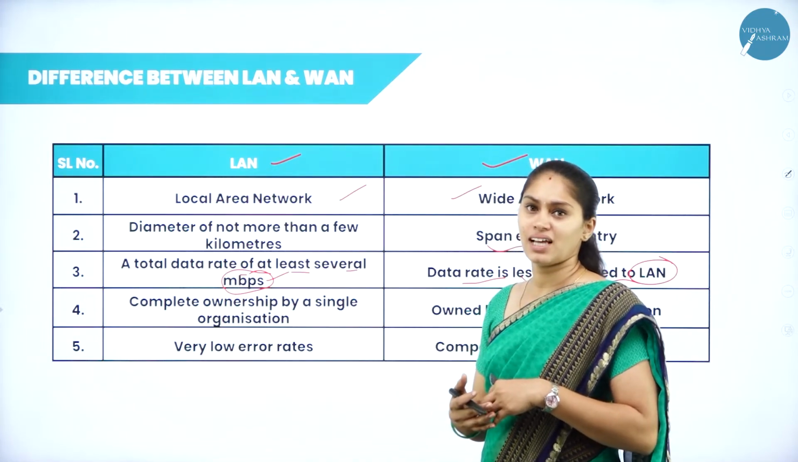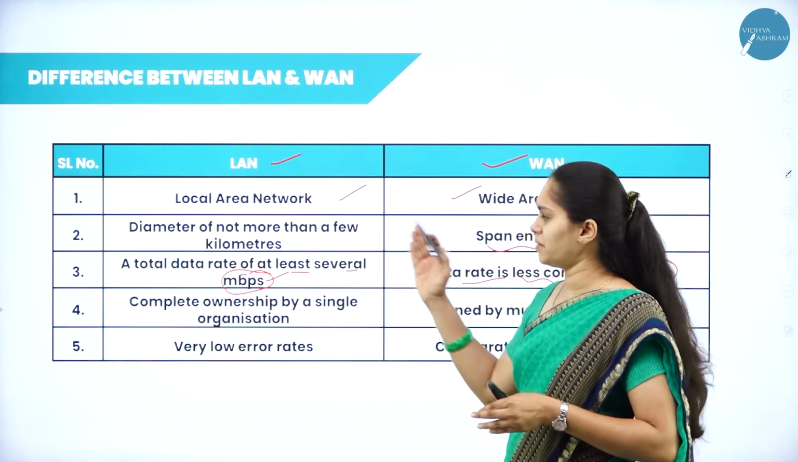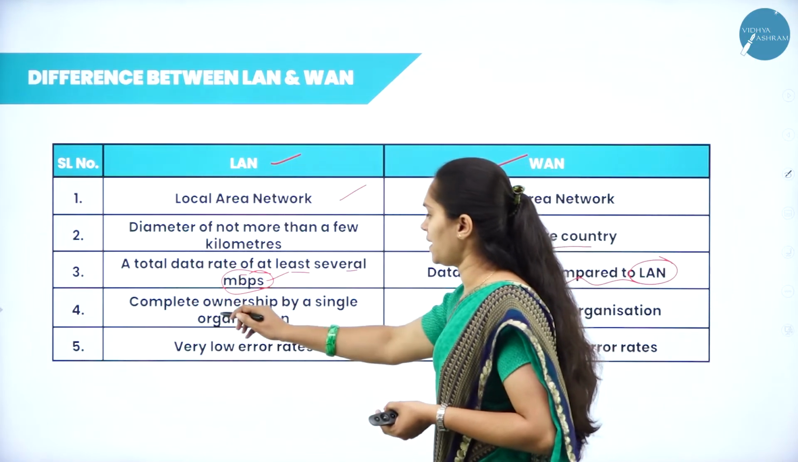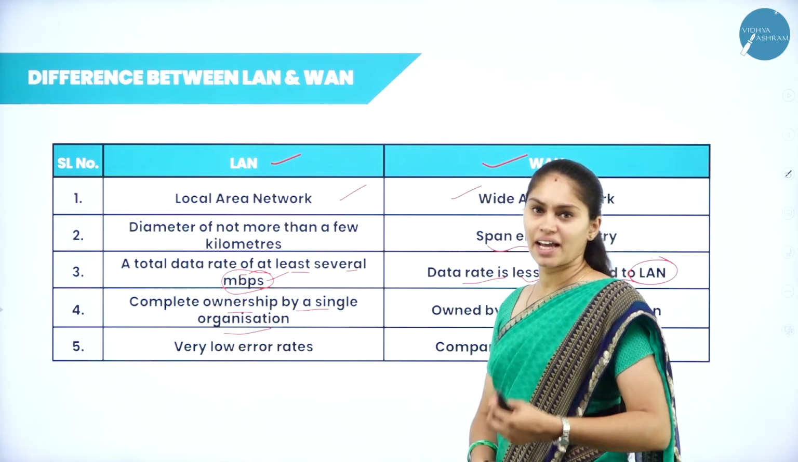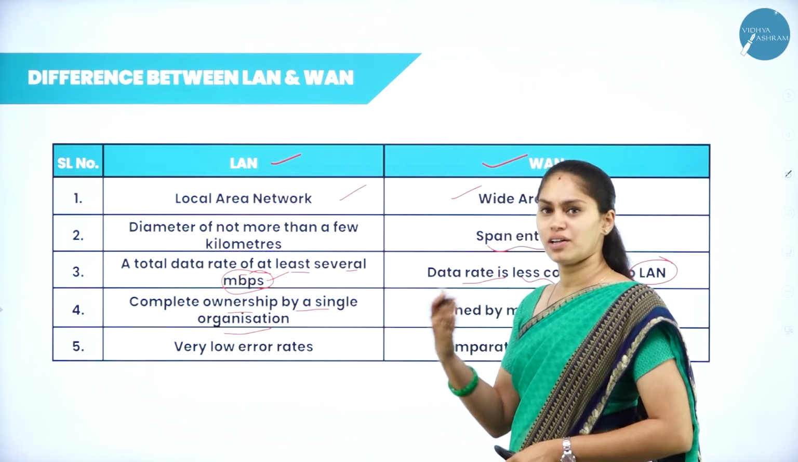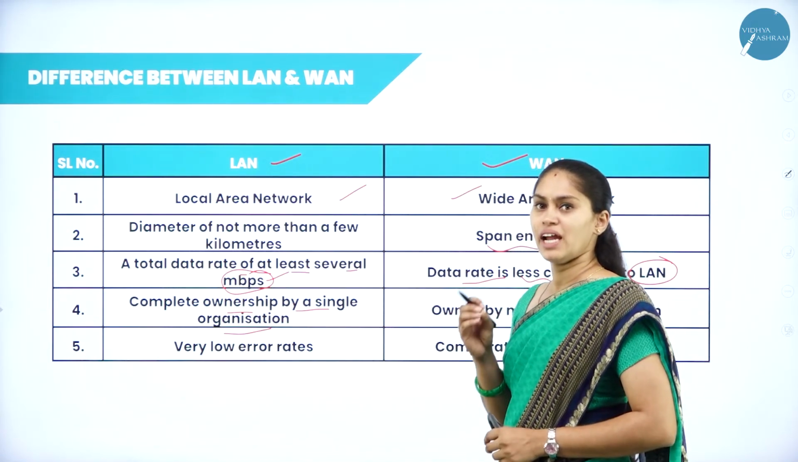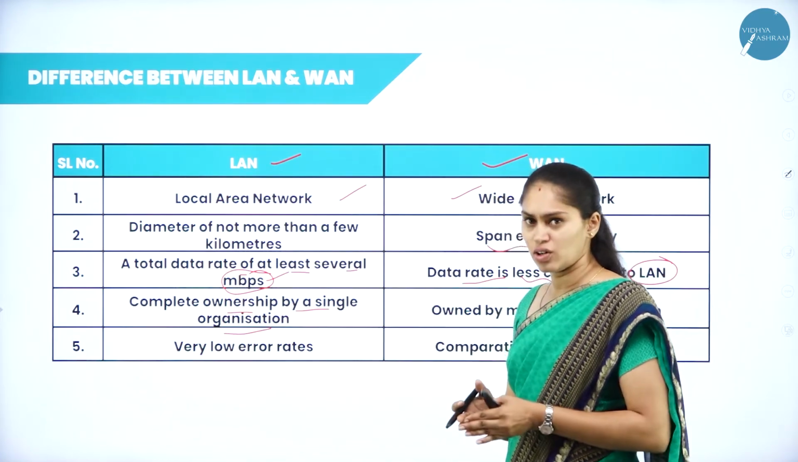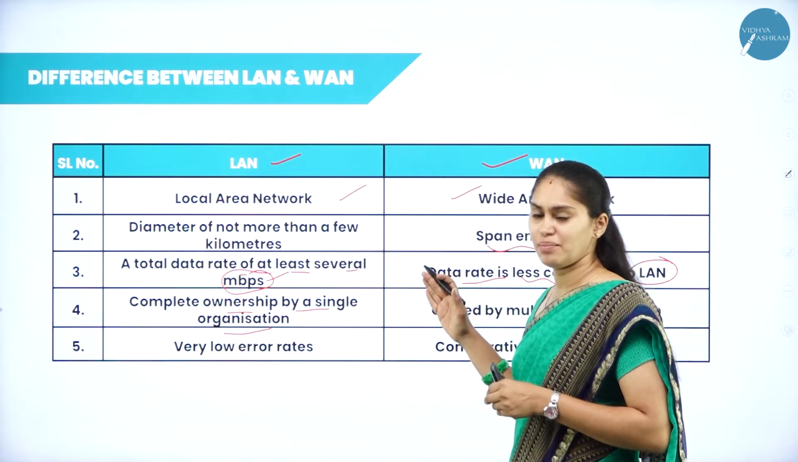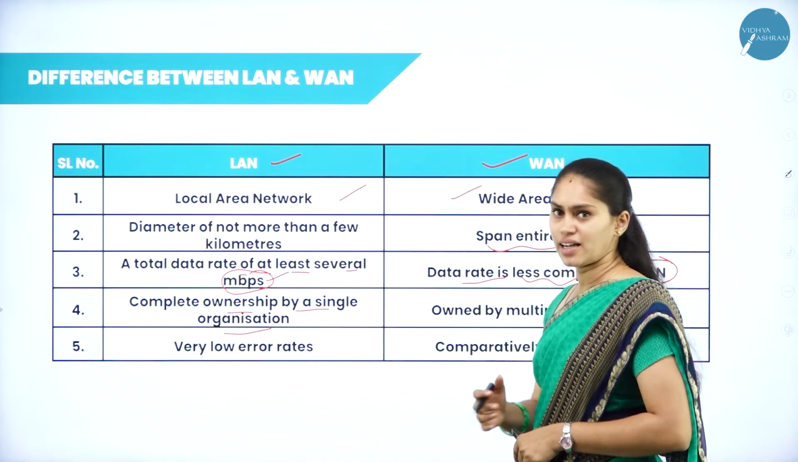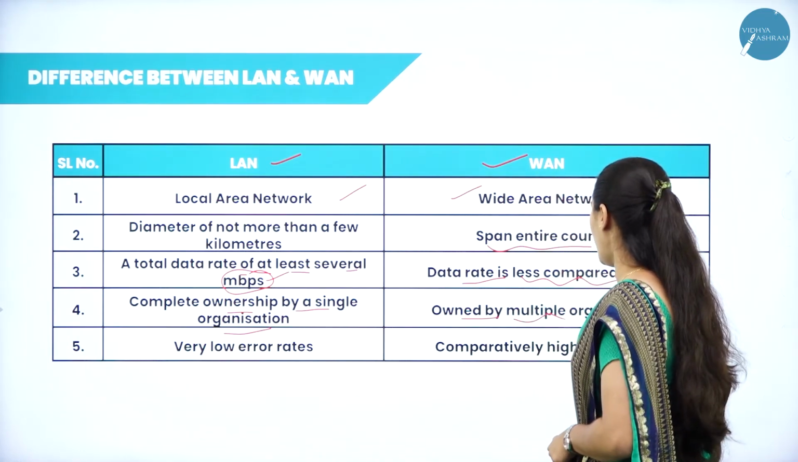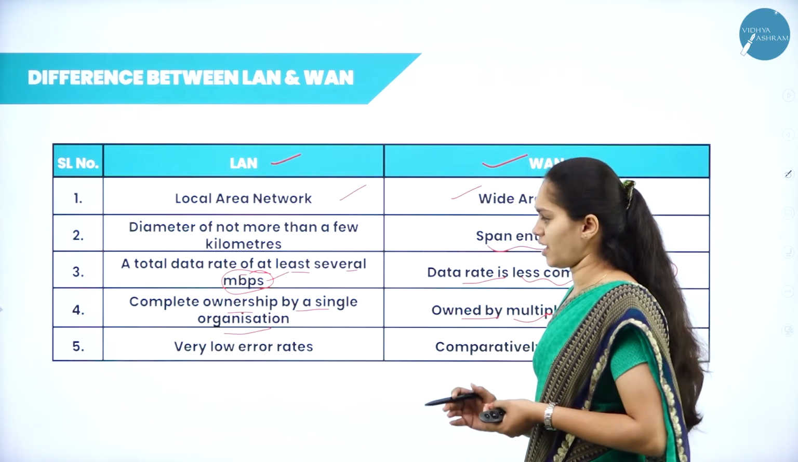At that time, its data rate will be less when compared to the LAN. Regarding ownership, if you have a LAN connection in your house or for a particular building, it will be owned by a single organization. But here this will be across the globe, so it will be run, maintained, or owned by multiple organizations.